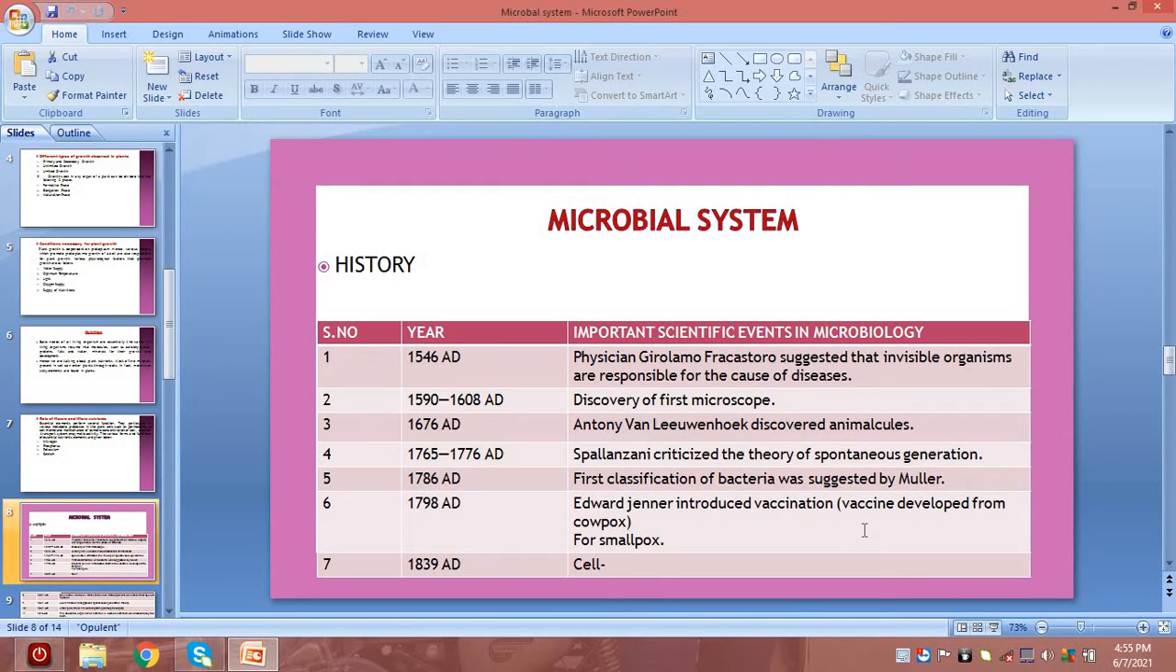And this vaccine will help the immune system of our body to develop protection from different diseases. So this vaccine will give us protection from different diseases. It will protect our body from different infectious diseases.